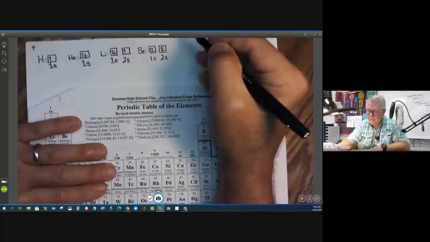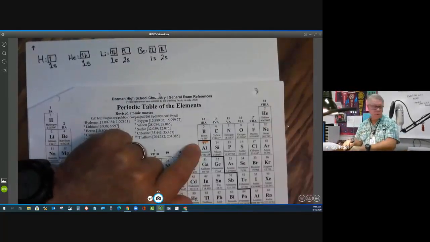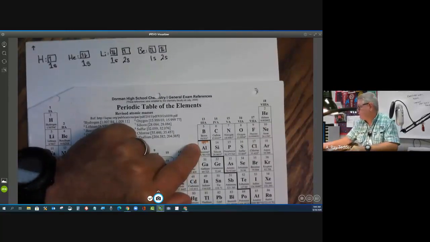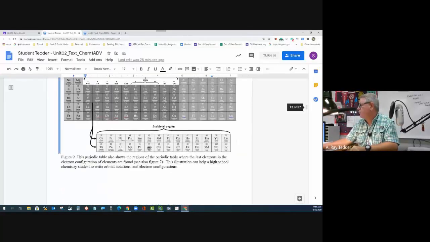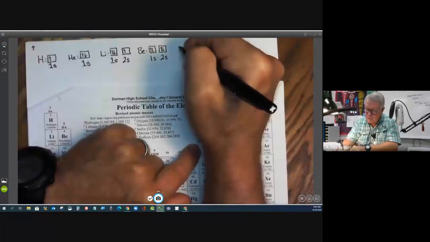Okay, here we go. So the next element we come to is boron. Now, if you remember when we were talking about the regions of the periodic table, I can show you back on the text here in a second. Pull it up. All right. Boron is over here in the p sublevel region. So we get the boron.